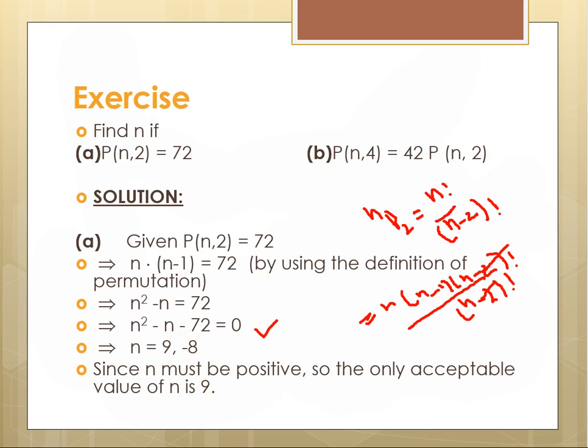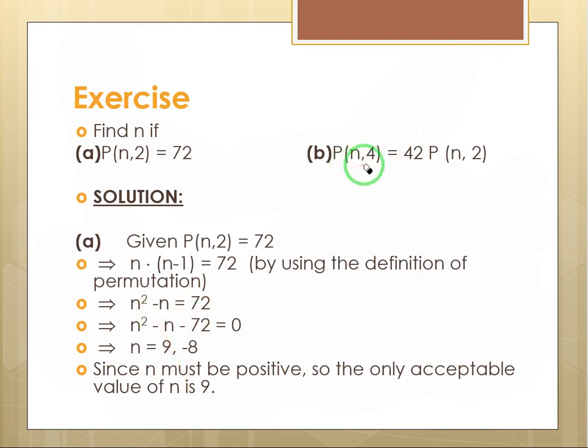We always need a positive value for the number of elements, and here we need to take 9, because minus 8 is a negative value. So we are not going to take the negative value. Okay, this is the basic level of how we can solve permutation questions. The simple method is to just reduce your n by minus 1, minus 2, minus 3, minus 4 and so on.